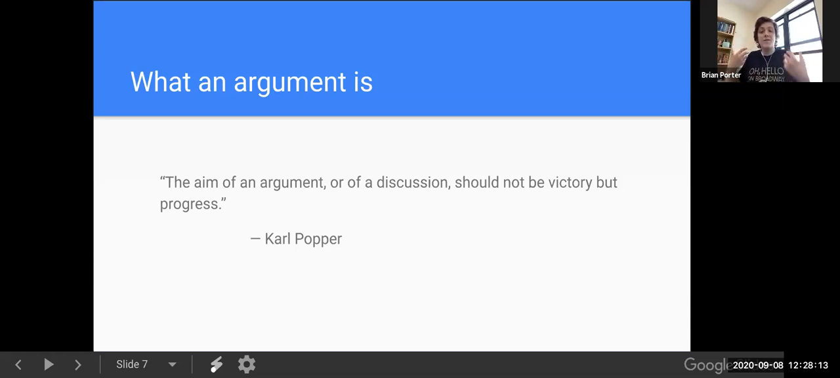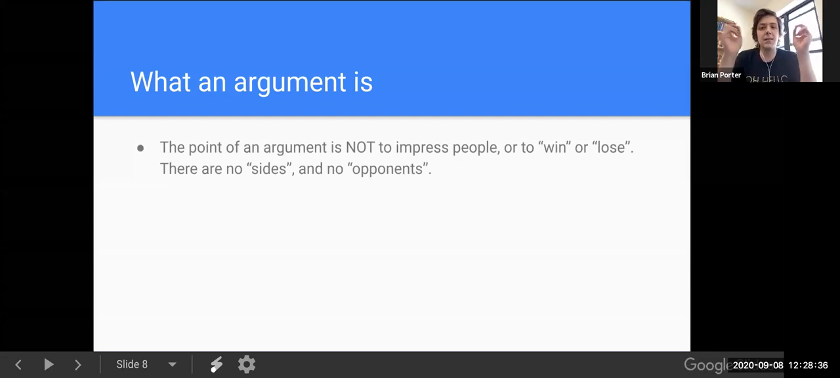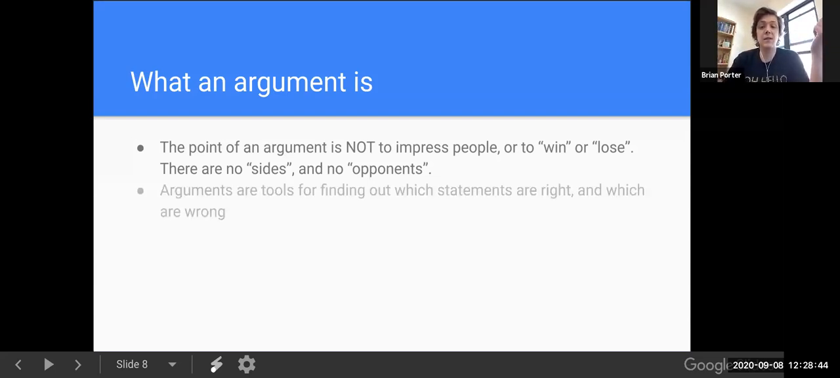When we find out that we're wrong, that's good. That means we're now in a better position than we were 5 minutes ago because we're less wrong. We know that that's false. We have fewer false beliefs and more true beliefs now. So we don't want to win arguments. We want to find out whether or not what we believe really is right. And so this is an important point. The point of an argument is not to impress people or to win or to lose. There are no sides, there are no enemies, there are no opponents.